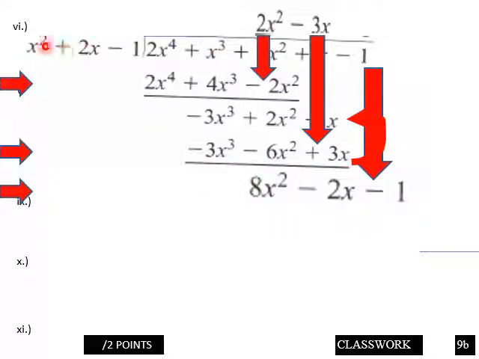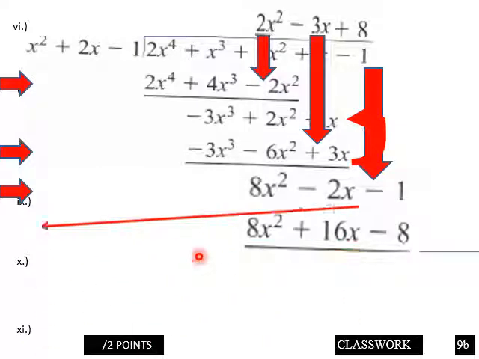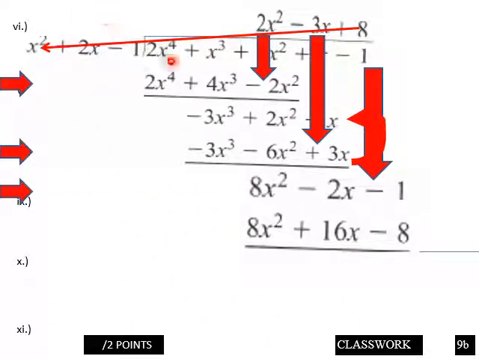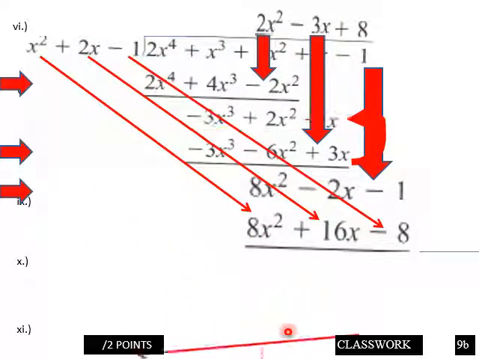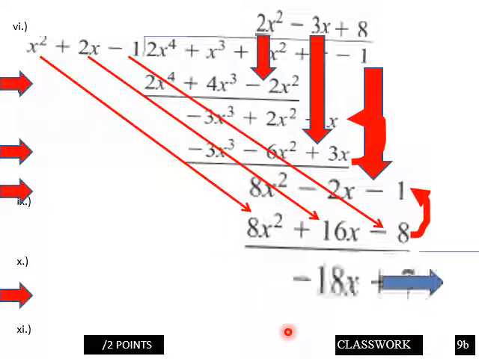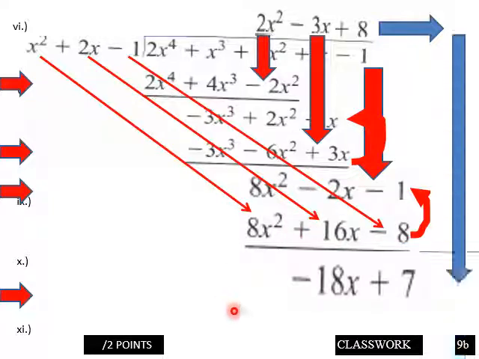Now, how many times will this go into this trinomial here? Let's see. I think plus 8. So now we multiply plus 8 times our divisor. We get this here. So this is our new subtrahend after our multiplication. Change signs and combine. And we have negative 18x plus 7. This becomes our remainder here, class. We change signs here and combine. Our remainder.